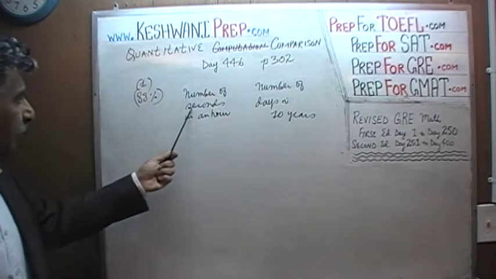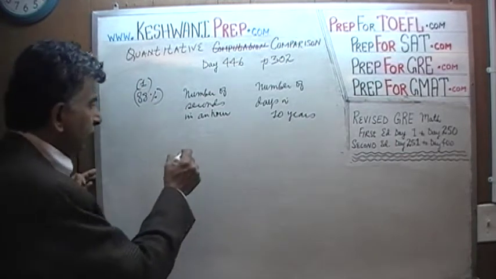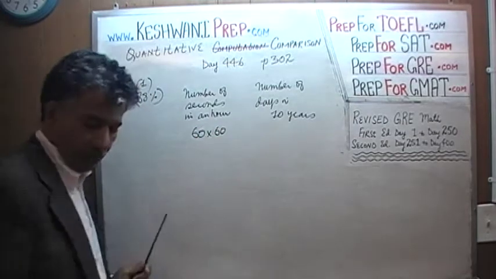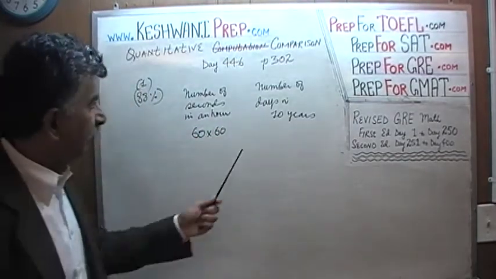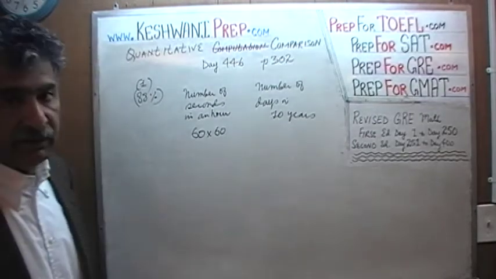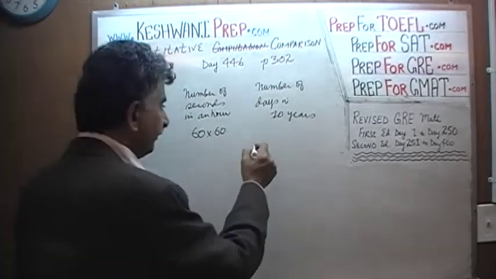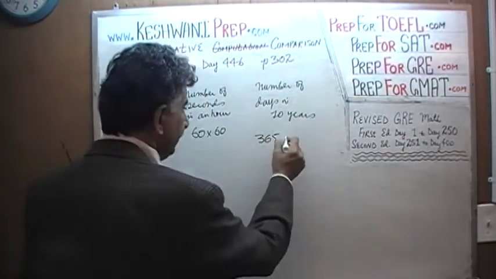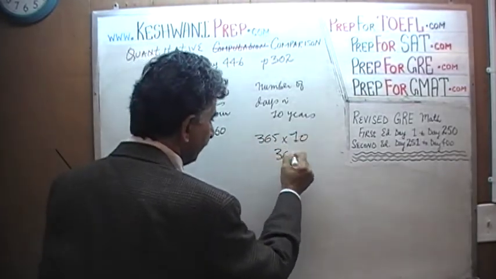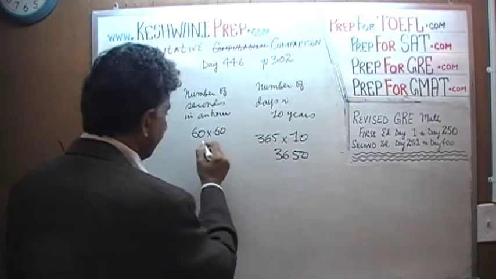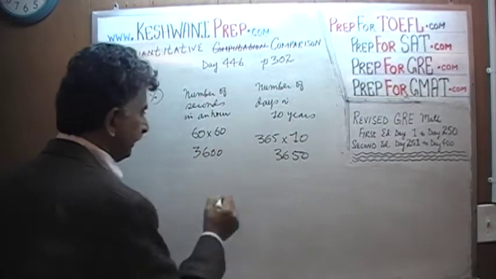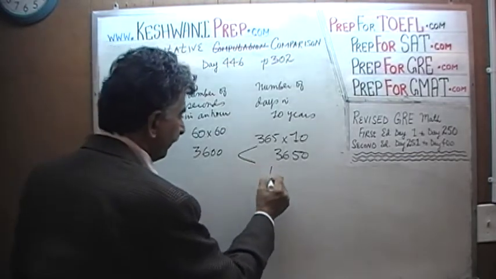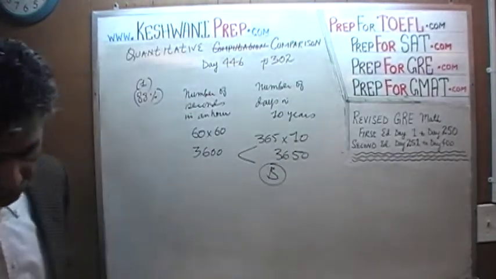Alright, number of seconds in an hour, that's pretty simple. There are 60 seconds in 1 minute, and there are 60 minutes in 1 hour. So it's just 60 times 60. What about number of days in 10 years? Well, there are 365 days in a year, and there are 10 years, which is 3,650, and this amount will be 3,600. 3,600 versus 3,650, the answer is B. The answer is B.